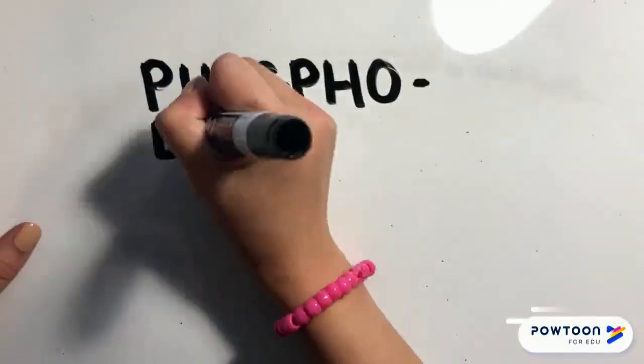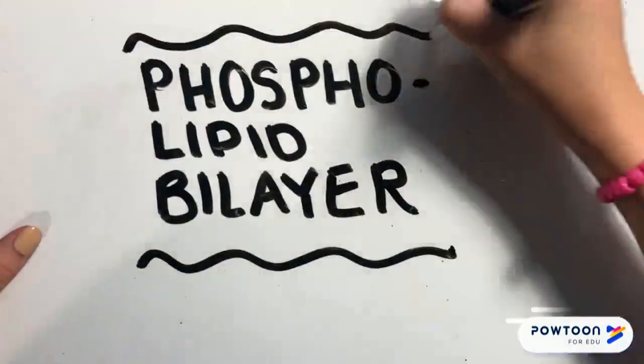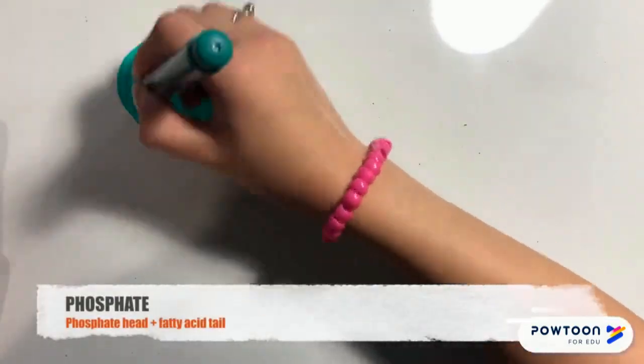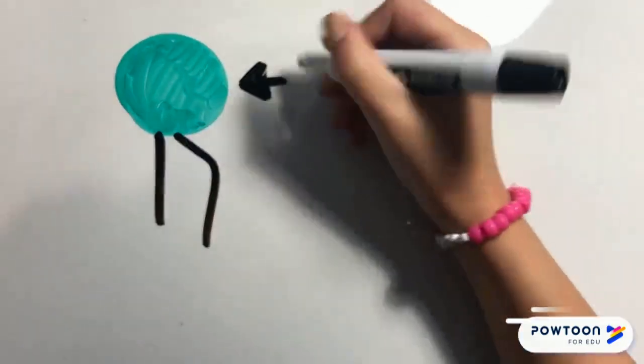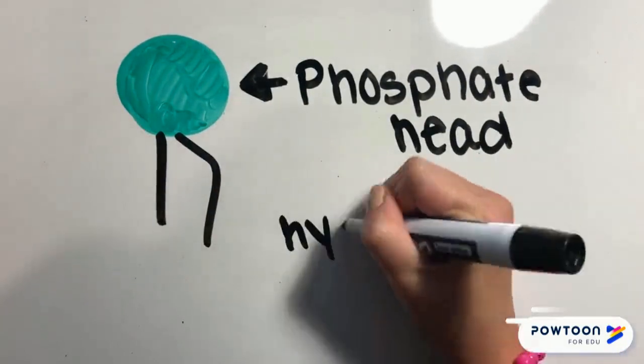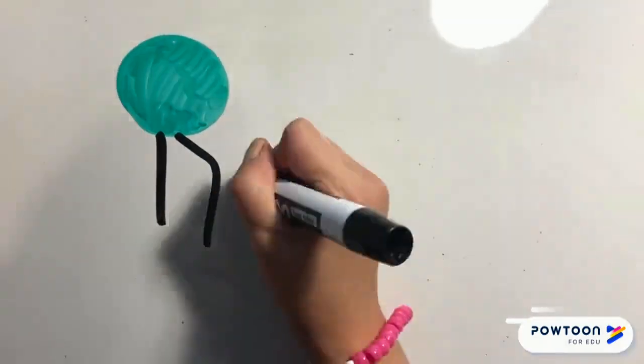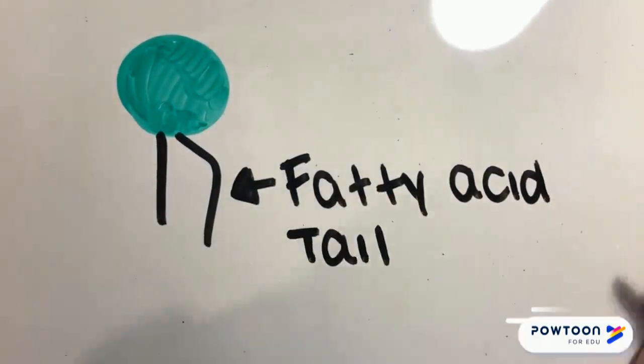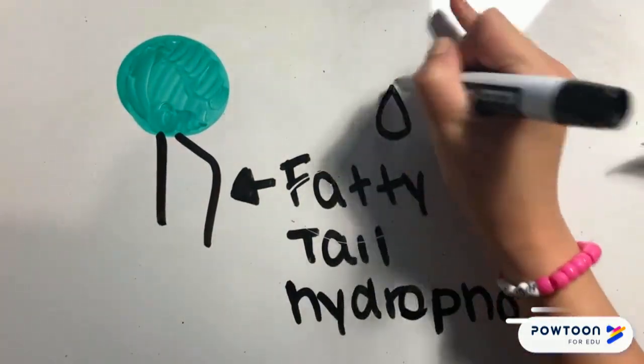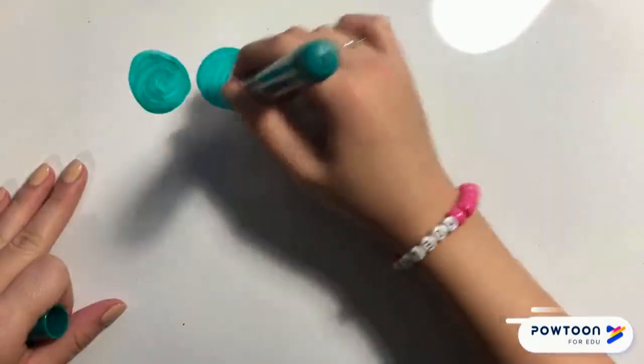Today, we will be learning about the phospholipid bilayer. First off, we have the phosphate itself. It consists of two parts, the phosphate head, which is hydrophilic, meaning it loves water, and the fatty acid tail, which is hydrophobic, meaning it hates water. These two parts combine perfectly to form the phospholipid.